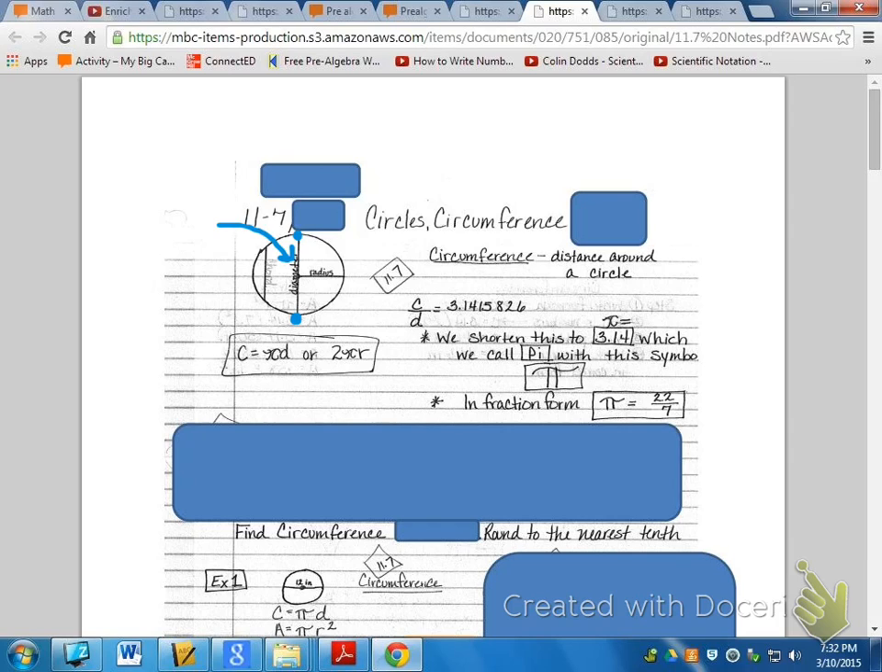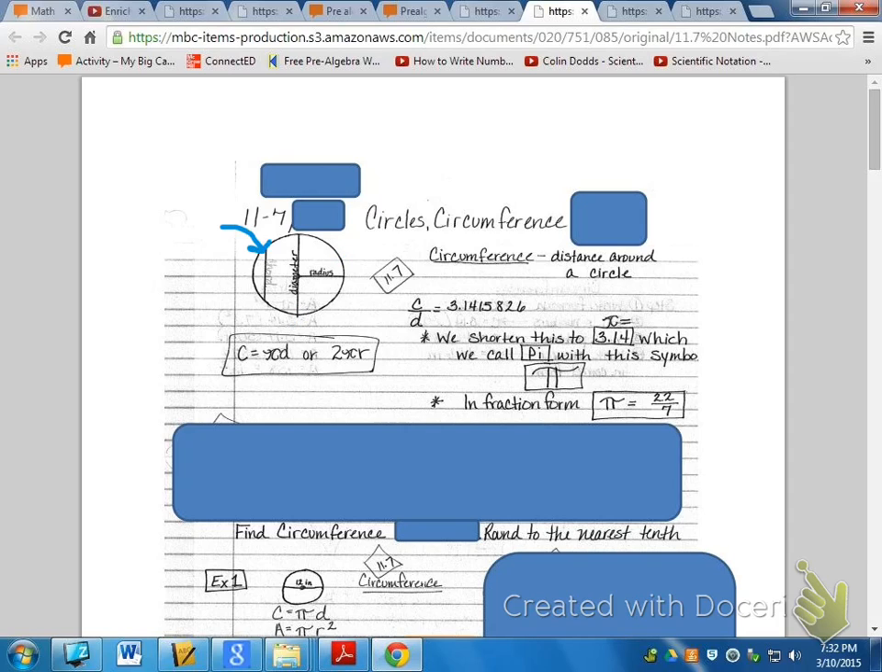All right, from the center out would be the radius. Now, radius is just half of a diameter, so just think about it. If you know what the diameter is, you could figure out the radius by dividing it by 2. If you knew what the radius was, then you could double it and get your diameter. So that is 2 of the common segments.